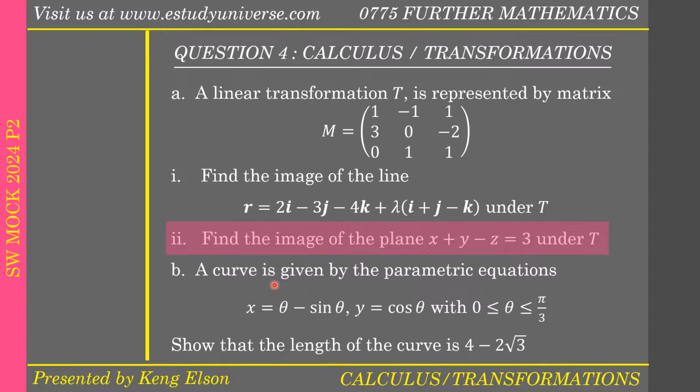B. A curve is given by the parametric equations x equal to theta minus sine theta, y equal to cos theta for theta in the interval 0 to pi ln 3. Show that the length of the curve is 4 minus 2 root 3. So we are going to analyze the equations part by part.